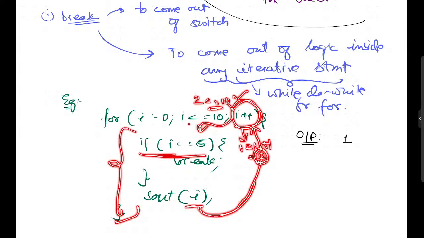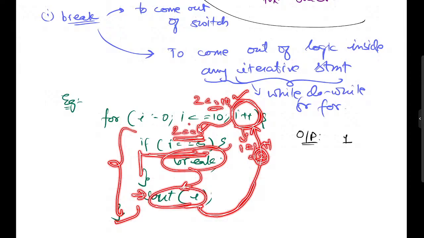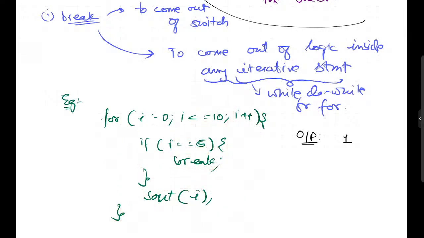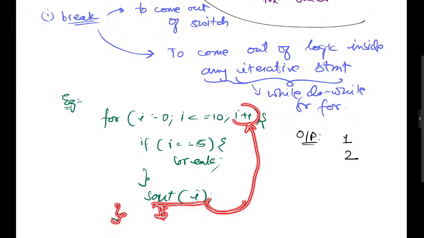In the first line there is if I equal to 5. Is 2 equal to 5? No. If it is not, then don't execute this. Go out. If you don't execute this, the next line that you have is the print statement. What are you going to print here? 2. Once you print 2, there is nothing after this. The block ends. Once the block ends, it will again go to the updation step.